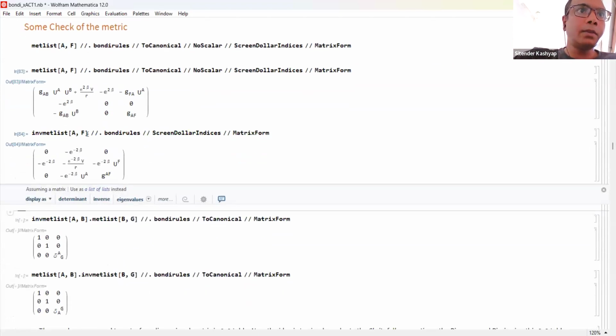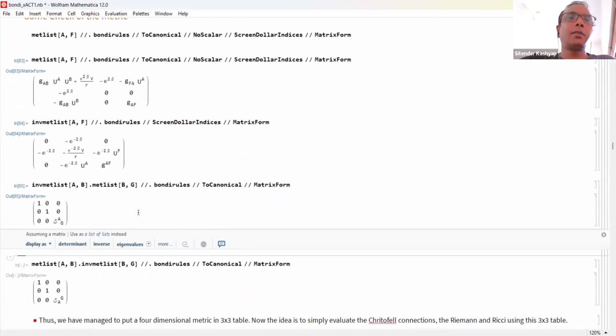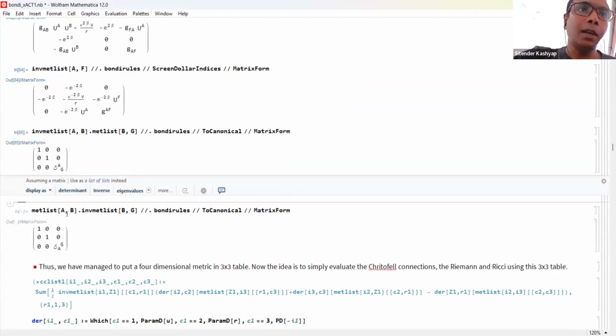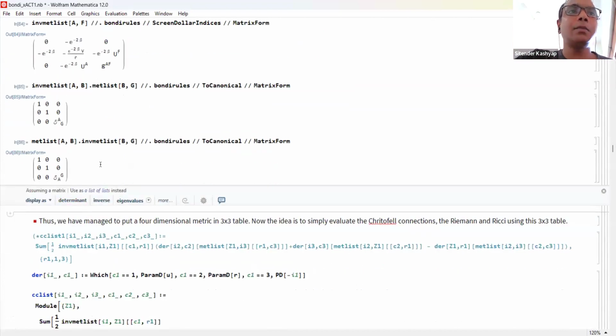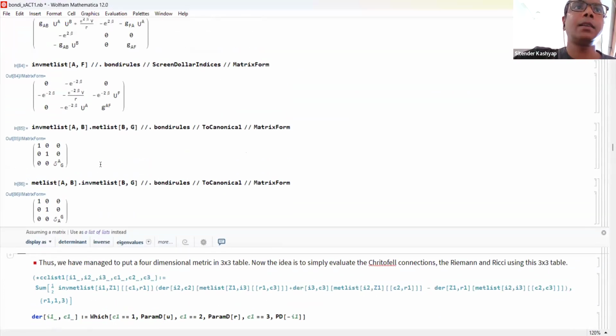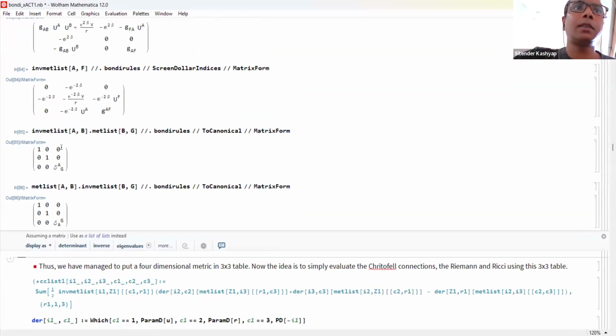And then what we do is we take this, which is a 3x3 matrix, and this is also a 3x3 matrix. And then we ask it to multiply and apply our Bondi rules, canonical matrix form, etc. And then we find that it's essentially the inverse. We do the other way also, and we again find that it is essentially identity. So we have managed to tell xAct that these 3x3 matrices are inverses of each other.